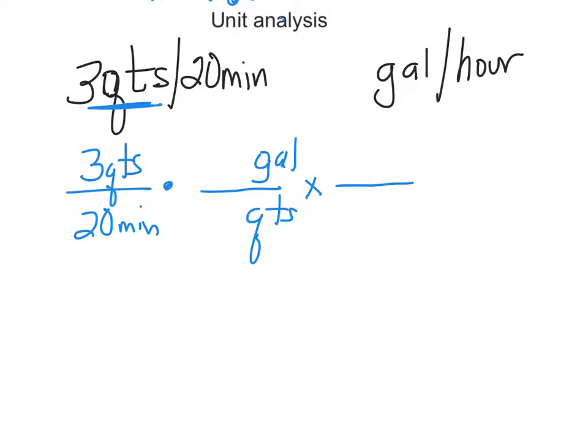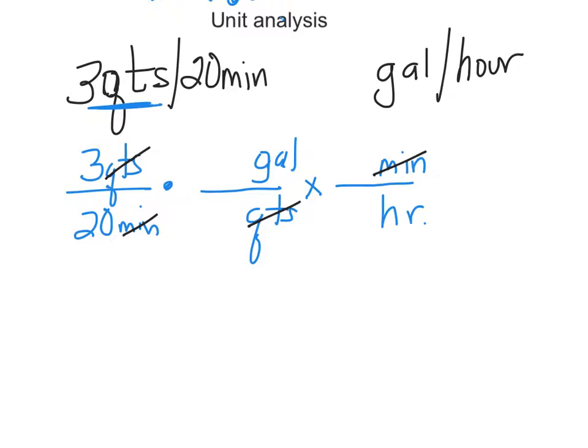My next fraction, I'm going to deal with minutes. I have 20 minutes on the bottom. So to get minutes to cancel out, the word minutes has to be on the top. And that means that hours has to be in the bottom. All right, let's double check that things will cancel. I have quarts canceling with quarts, minutes canceling with minutes. It leaves me gallons over hours. That's perfect.